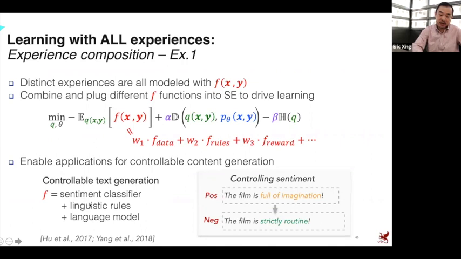For example, you need to use my linguistic rules to dictate certain language quality. And your language model will also help improve language quality. And then your sentiment classifier will make sure that you have the right sentiment. So now we can build a compounded integrative experience function that combines experiences from all these resources. And then at the end of the day, you will have a controlled sentiment and language content in your generative model, right? If you are interested, you can look at these papers to see how exactly they were built and validated.